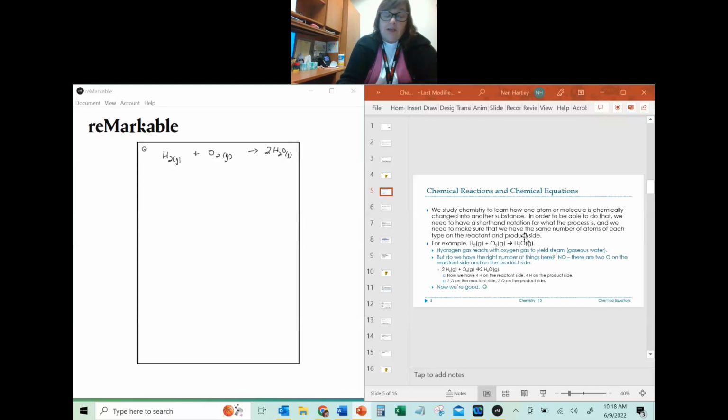Then I see, oh, garbage. I fixed the O, but now I've screwed up the H. So I have 4 H's on this side and only 2 on this side. So I can multiply that by 2. And that again gives me a balanced equation. Now you'll see me write down H, O, and then on the left side, that's what's on my reactant side. And on the right side, that's in my products.